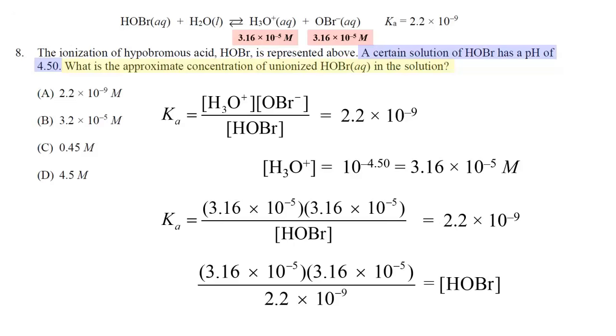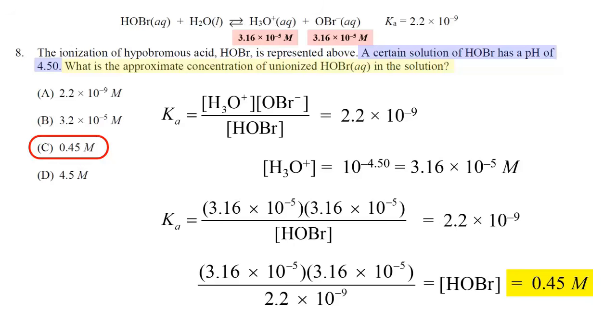So 3.16 times 10 to the negative 5, which is squared on the top, and then divided by 2.2 times 10 to the negative 9. And so when I do that math, I get 0.45 moles per liter for the concentration of HOBr. So that is the correct answer to question 8. Question 8 is choice C, 0.45 moles per liter.